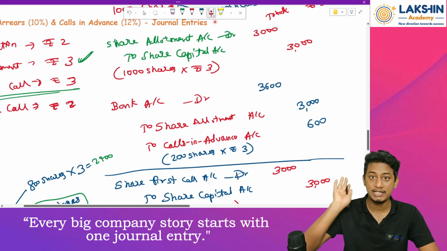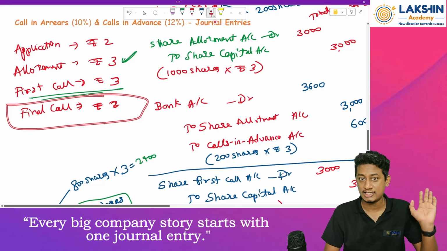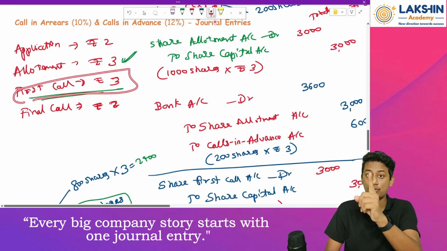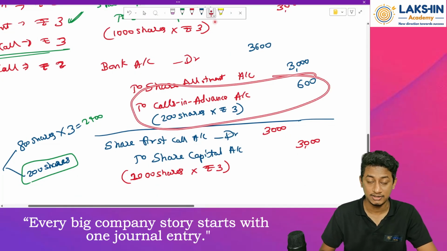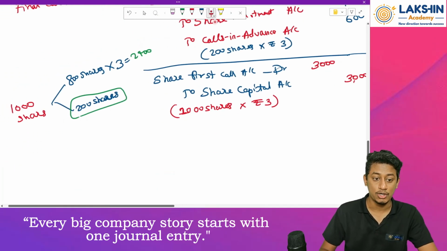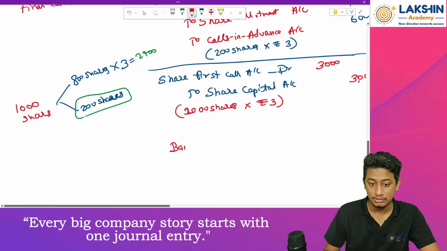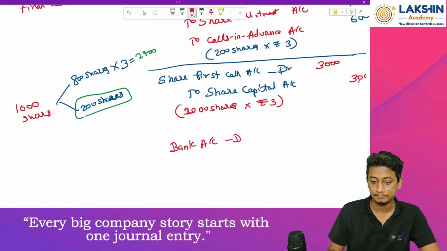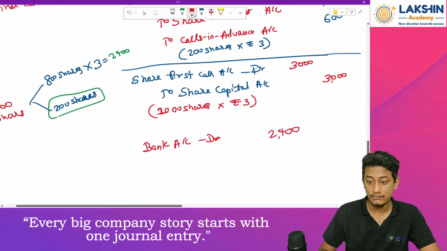So don't ask me the money again on the first call. For the final call, I have not paid the money. On final call, you can ask me, but for the first call, you should not ask me the money. That means we have the money that was paid in advance to us. Right? So he will not pay me any money. So how much will I receive in the bank account? So bank account debited. How much will I receive in the bank account? Rupees 2400.